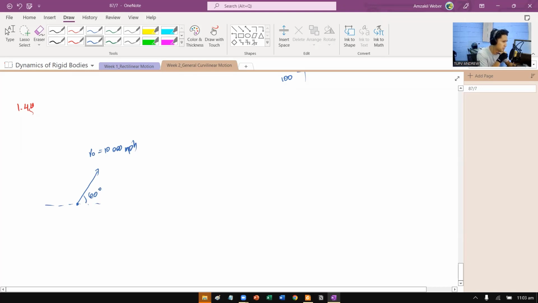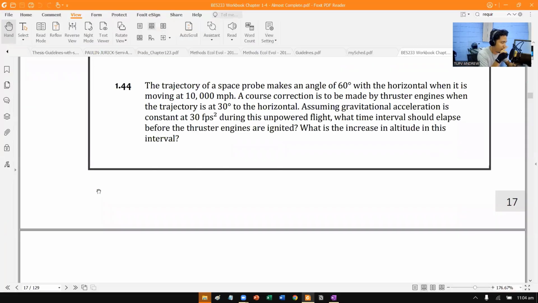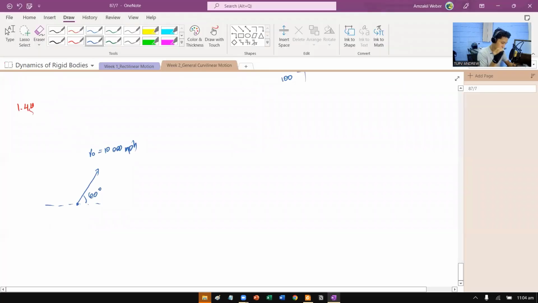Maybe it is on the ground, the initial point. A course correction is to be made by the thruster engines when the trajectory is 30 degrees to the horizontal. Since this is the initial velocity, it will move something like this. But somewhere along here, let's say, it will be there.